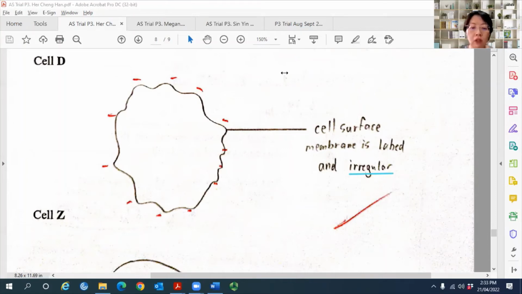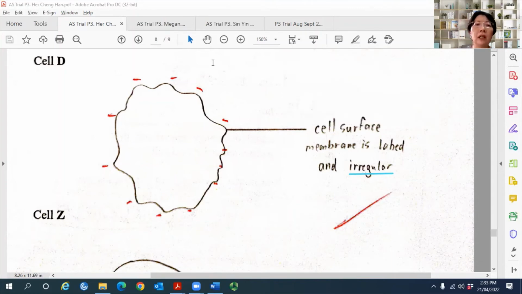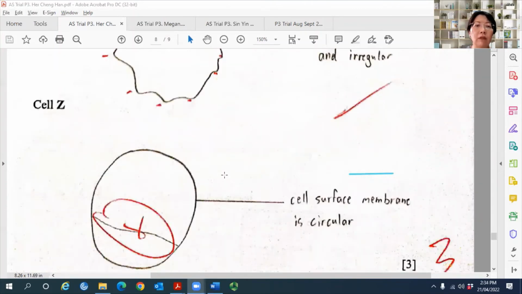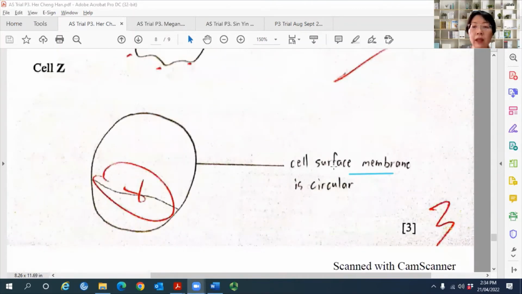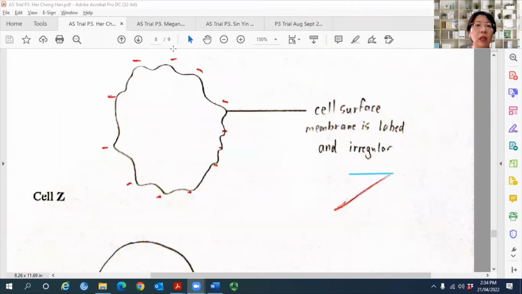So what can you describe? You can describe color if the color is different, right? You can describe the shape if different. You can describe the size. You can describe the arrangement. Okay, you can describe the texture. A lot of things you can describe. Okay, so this is called describe. So here she's describing the shape of the cell surface membrane. So for cell Z, cell surface membrane is circular, which is correct. So therefore, he gets 1 mark for annotation.